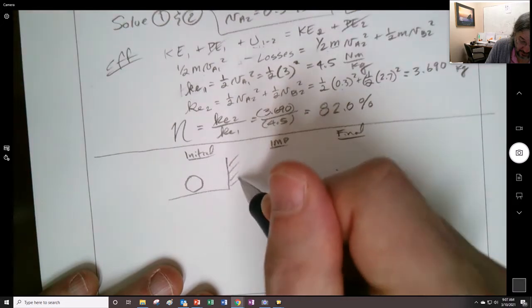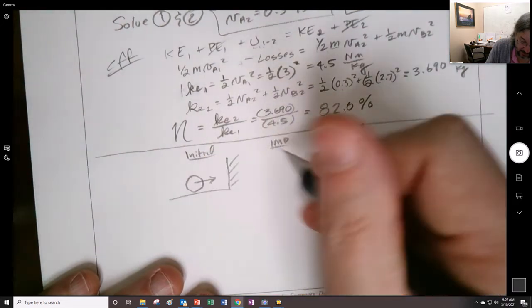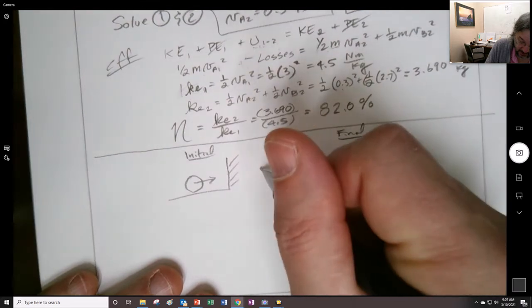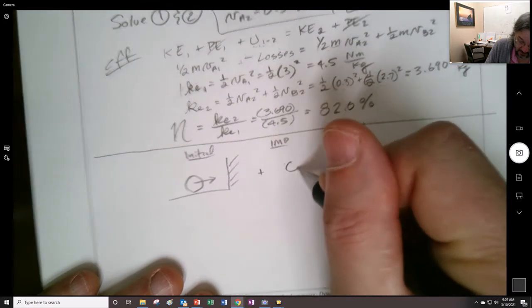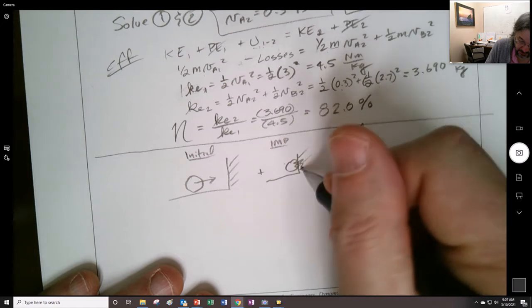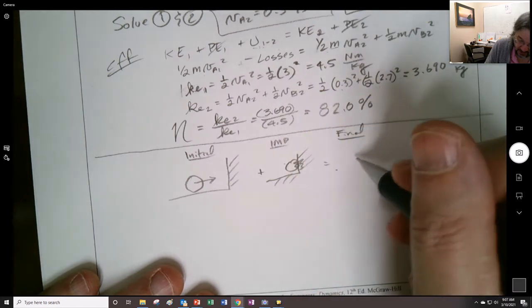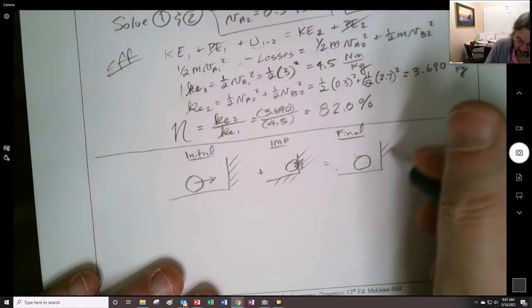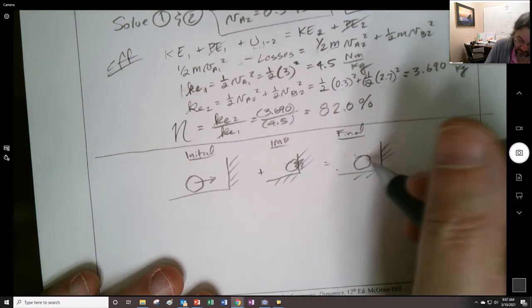Right? So here's this wall. Here is the velocity of B2, and now we're going to have impact with the wall right here. Now we want to find out what the impulse is going to be.